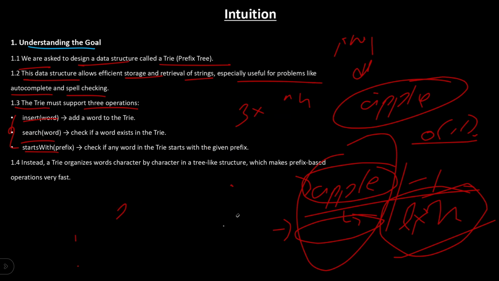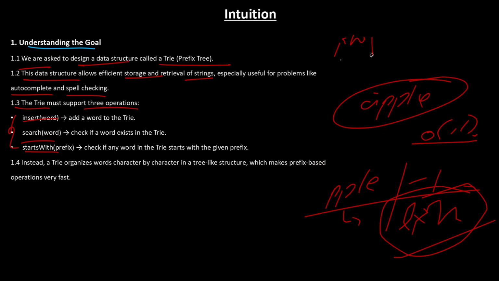So to get rid of those things, or to make the time complexity much more efficient, we could use a trie, because it is a completely string operation, and this is what a trie helps us to do. So that is what I've written here. Instead, a trie organizes words character by character in a tree-like structure, which makes prefix-based operations very fast. Okay, let's understand what it means by tree-like structure.